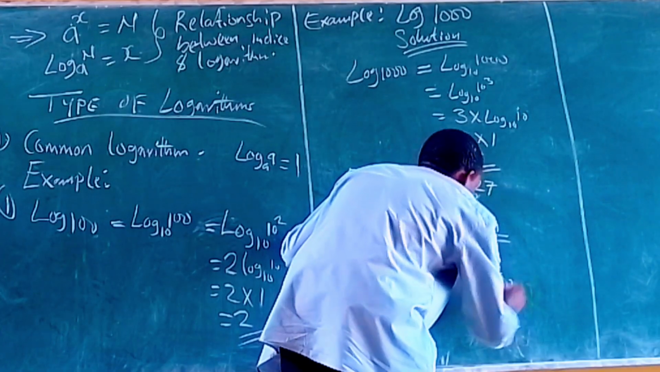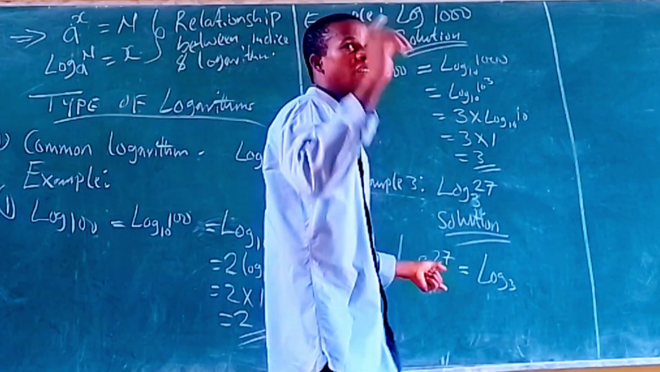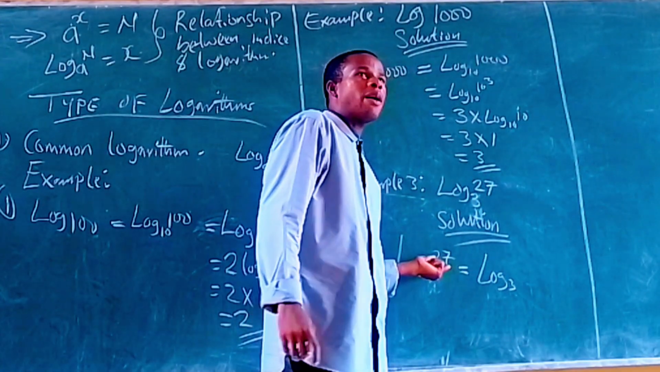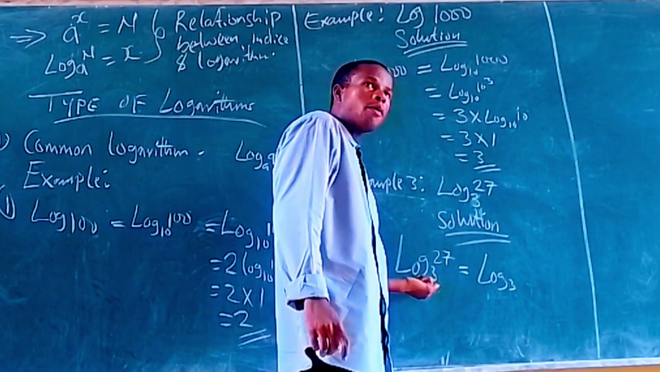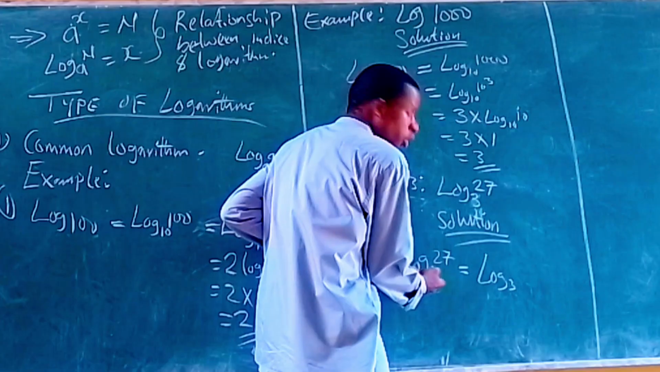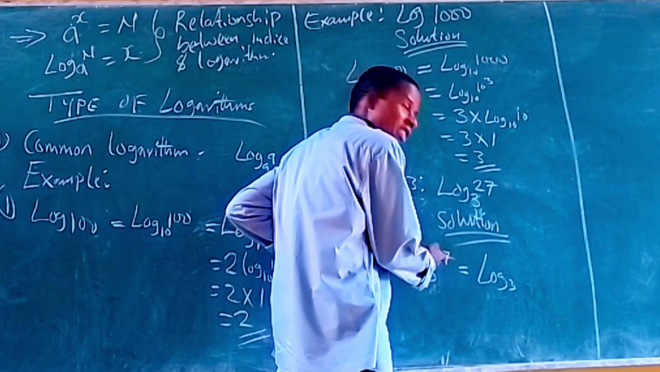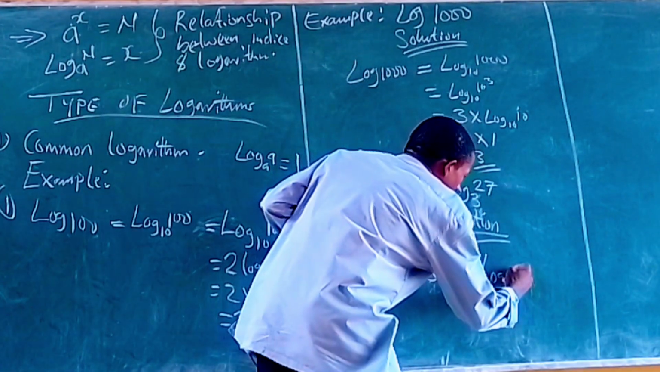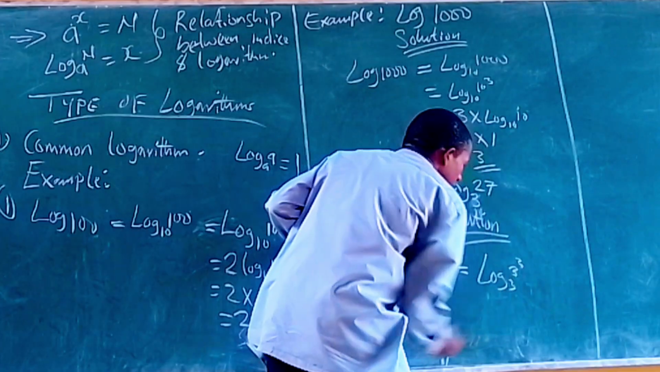Log 3, right? The secret is to find the power that you need to put on top of this base to be, I don't know if you are following. Look at the number when you put on top of 3, we get what? 27. That is the secret. So the number is what? 3 raised to the power of 3, right?